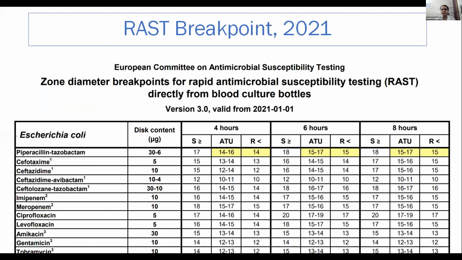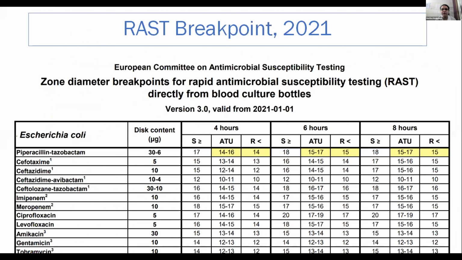And even EUCAST has given us a specific document for this, that is the zone diameter breakpoint for the rapid, that is for the RAST directly from the blood culture bottles. It's a separate document given by EUCAST, giving the zone diameters and the incubation times and showing after which incubation time how much the zone diameters should be. For the RAST only, they've given specifically a document.